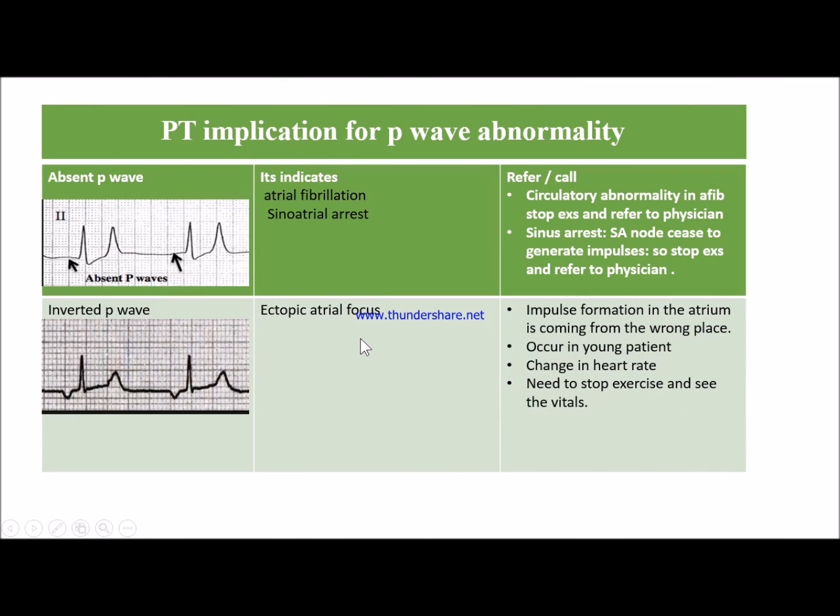As physiotherapists, we need to know the physiotherapy implications of P wave abnormality. Remember, if there is an absence of the P wave, what does it indicate? The P wave indicates atrial depolarization, so if it is absent, there is no atrial depolarization. There will be atrial fibrillation or sinoatrial arrest. The impulses are not coming, so there will be sinoatrial arrest or atrial fibrillation. So what is our responsibility as a physiotherapist?